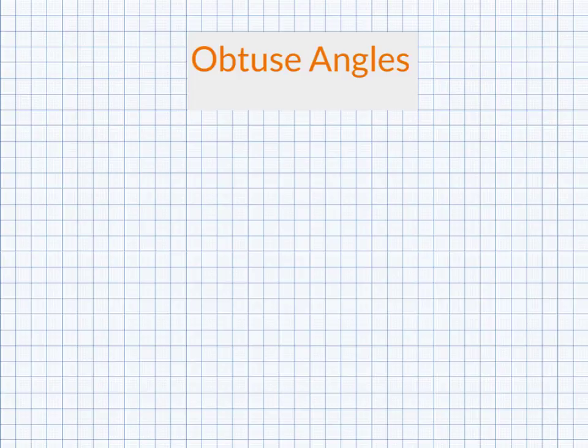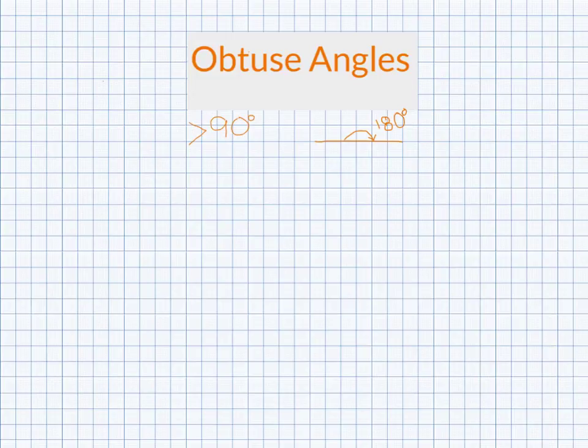Obtuse angles are angles that are greater than 90 degrees. So here's our 90. Now, if you think about a line like that, this line here is 180 degrees. An obtuse angle is between 90 and 180 degrees.